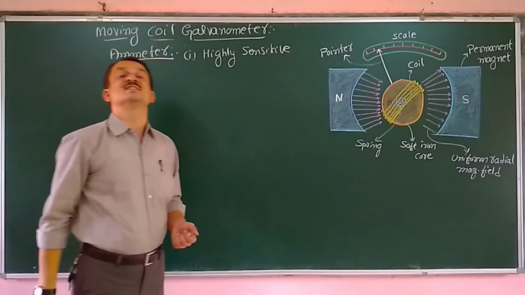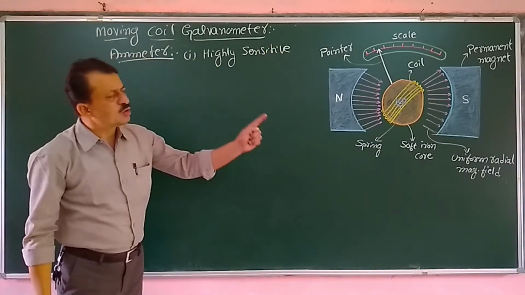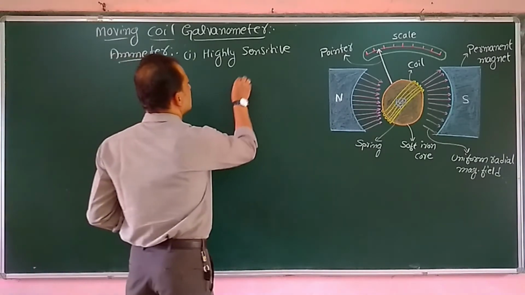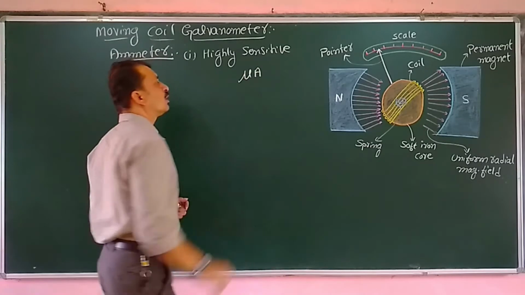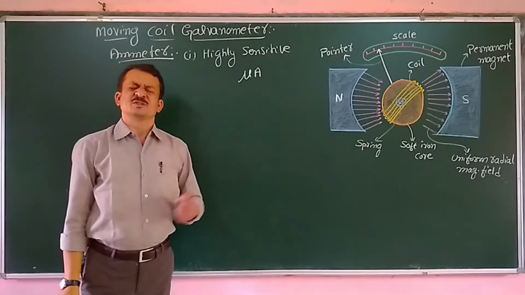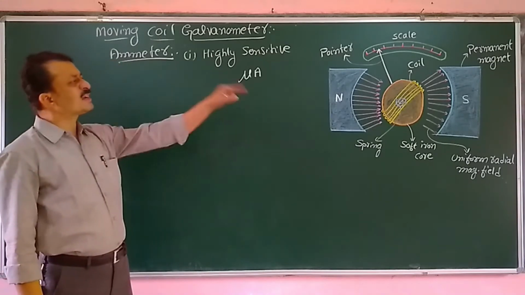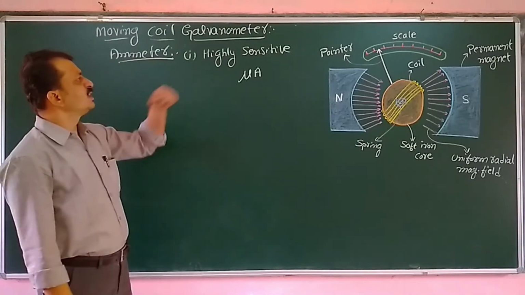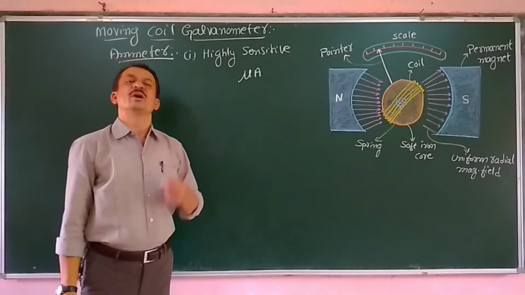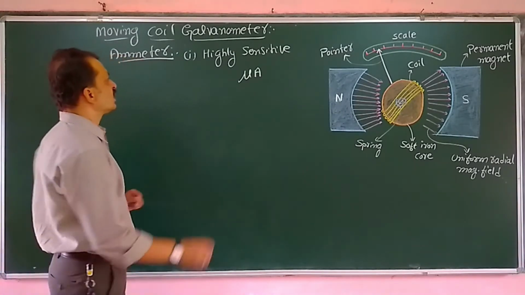What is the meaning of highly sensitive? That galvanometer shows full scale deflection for a small current of the order of microamps. For a small current, it shows maximum deflection. Therefore, it is highly sensitive and cannot be used directly to measure the current. That is the first thing.